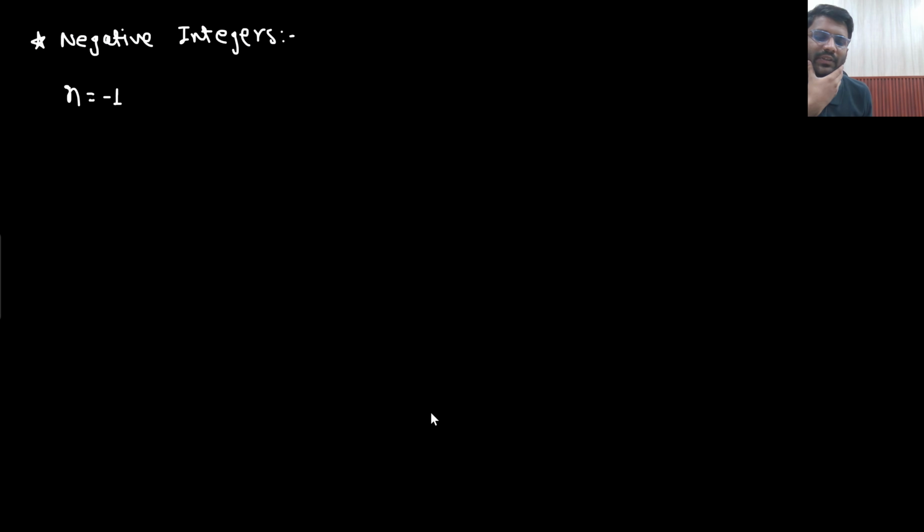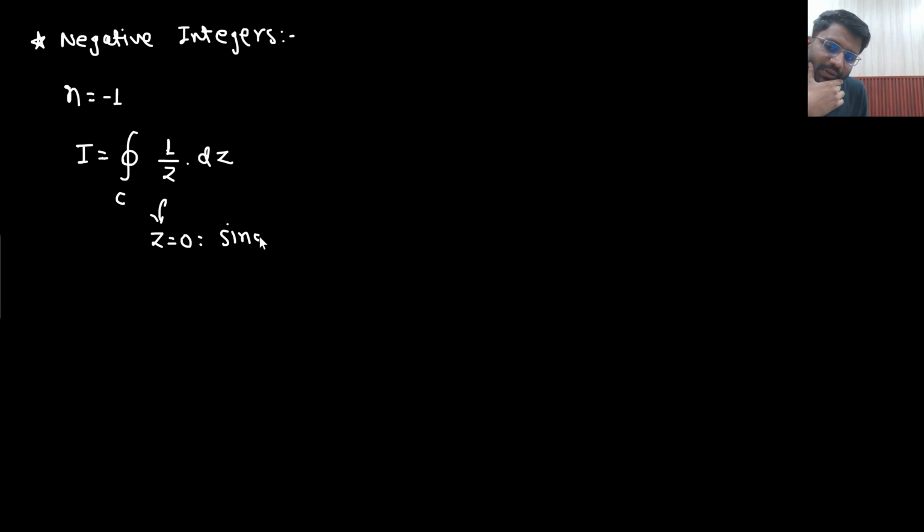So n equals minus 1. If I put n equals minus 1, what integral will I get? The integral over the closed contour C, with n equals minus 1, would be 1 by z dz. Now I know that it will create a problem at z equals 0. And what kind of pole is it? Sir, it is a single pole. Since it is a single pole, I can find the residue.